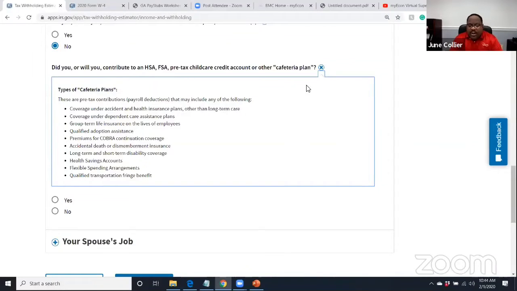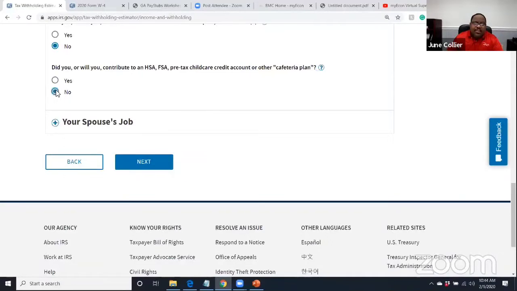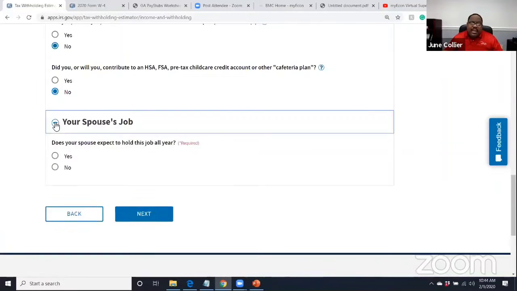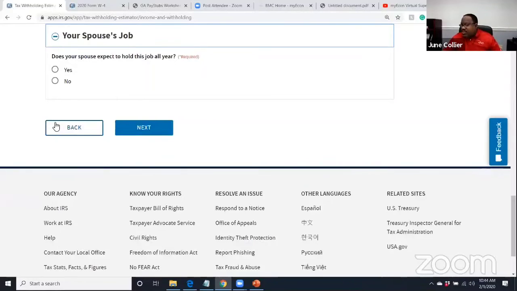So we are not participating in any type of cafeteria plan. So what we're going to do is leave this button as no. We don't participate in any cafeteria plan. Now, the next question is going to ask you about your spouse's job. There's a plus sign here, so we're going to click on that. And now it's going to ask us questions about the spouse. This is pretty simple. Just answer the questions.